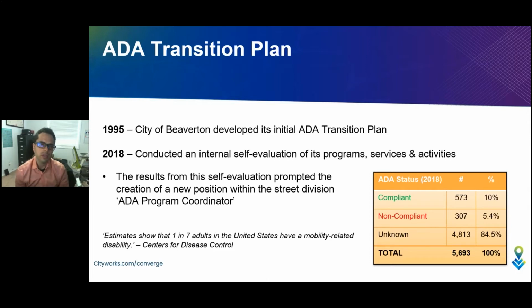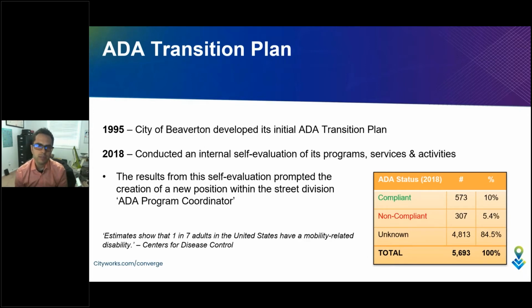So first, a little history. The ADA transition plan was established by the City of Beaverton originally in 1995. That's the Americans with Disabilities Act, passed down from the federal government. It covers more than just ADA curb ramps, obviously. It also covers facilities and sidewalks, but I'm going to be focusing solely here on ADA curb ramps.